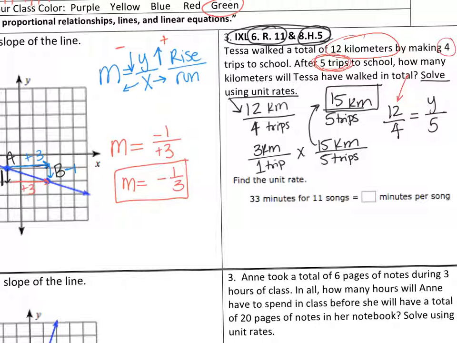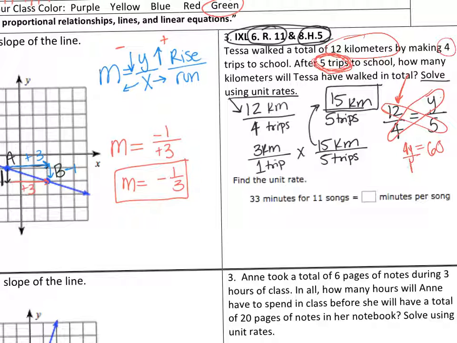So I set up my first ratio. Make sure you're paying attention if you don't get it. It's right here on the red arrow, 12 to 4. My next ratio, they didn't give me the kilometers. They just gave me the trips. So that's why I put a variable over the trips. Now I'm going to solve the proportion by cross multiplying. 5 times 12 is 60. 4 times y is just 4y.